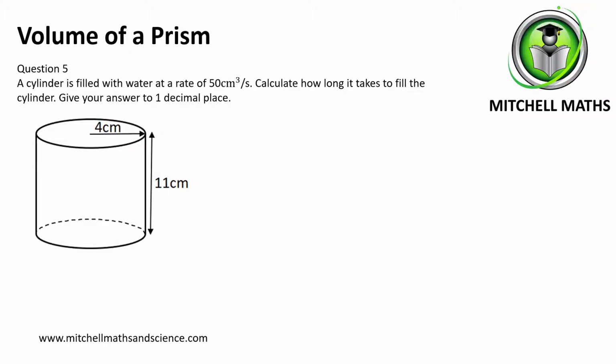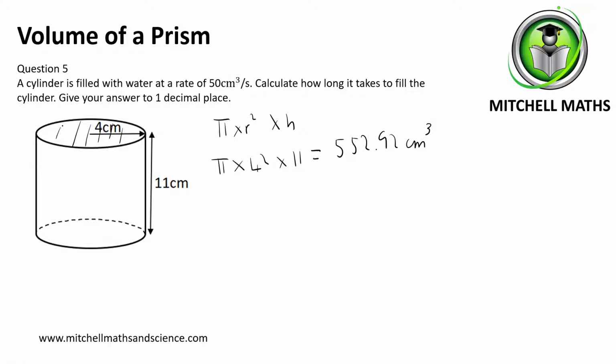If we think about it, the face of a cylinder is a circle, so it must be pi times r squared, because that's the area of a circle, and then you multiply it by its height, which is 11. So if we do that, pi times r squared, which is 4, times 11. And if you type that into your calculator, you will get 552.92 centimetres cubed.